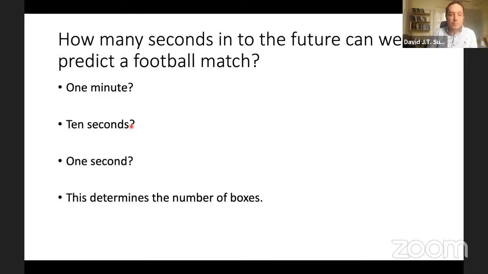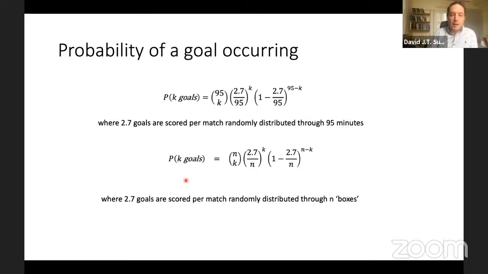And I think that that's somewhere between 1 second and 1 minute. And that tells us, well, I've said here 2.7 goals scored per match were randomly distributed by between 95 minutes. But then we can rewrite this equation.